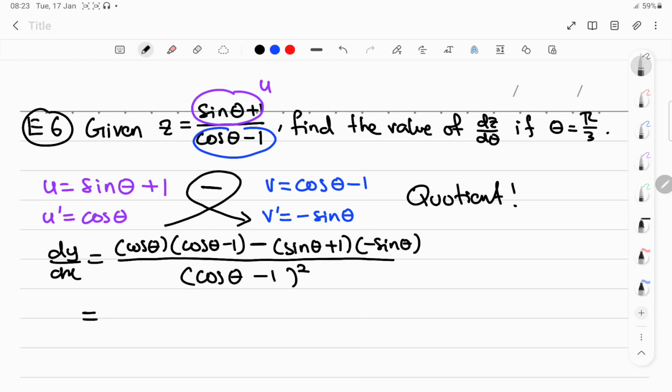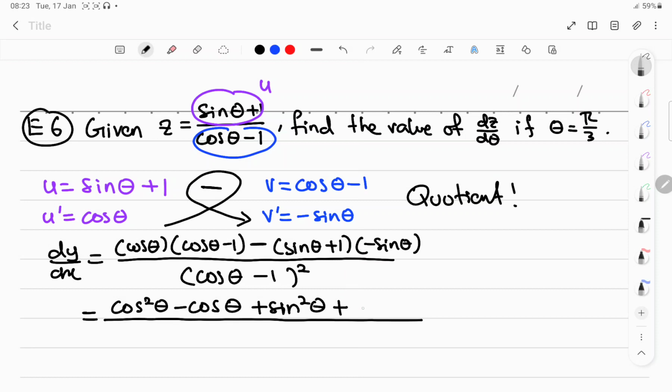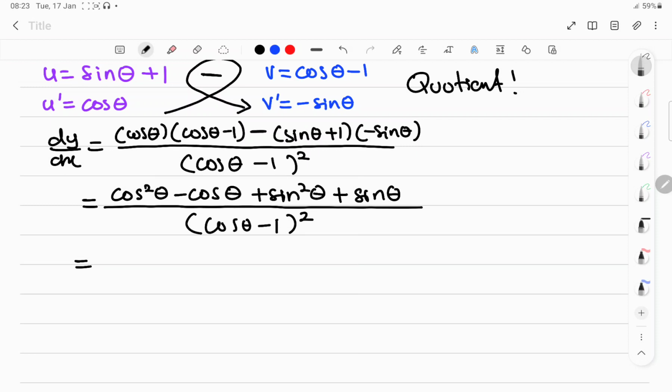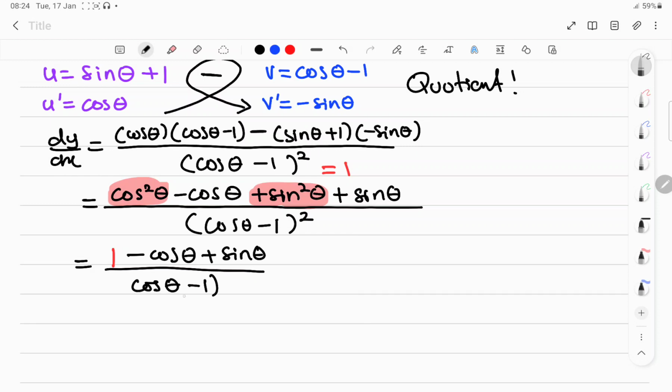Okay, let's see whether we can simplify or not. Cosine multiply cosine, we get cosine squared theta minus cosine theta. Then this one, minus times plus, so plus sine squared theta minus plus sine theta. Down here, cosine theta minus 1 squared. Next, if I'm not mistaken, cosine squared plus sine squared becomes 1. So we have 1 in front, and then minus cosine theta plus sine theta over cosine theta minus 1 squared. Just like that. So this is the answer.